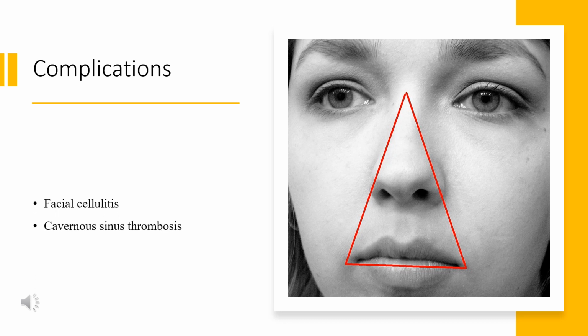As you know, our nose is part of the danger triangle of the face, because many of the blood vessels in this area are directly linked to the brain. This means that infections here may spread to your brain, although this is very rare. Some possible complications of nasal vestibulitis include the following: facial cellulitis, cavernous sinus thrombosis.